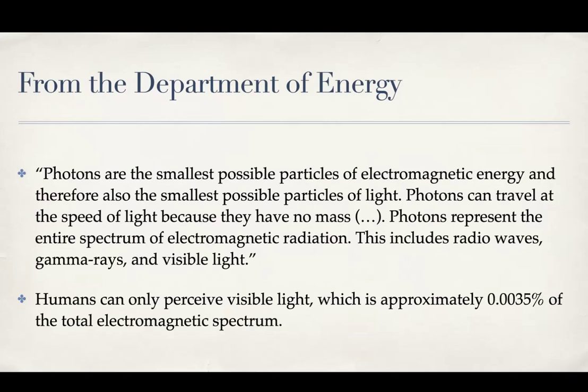Photons are the smallest possible particles of electromagnetic energy and therefore also the smallest possible particles of light. They can travel at the speed of light because they have no mass. They represent the entire spectrum of electromagnetic radiation, which includes radio waves, gamma rays, and visible light. The only light that we can perceive as visible light, which just stay with this for a second, is approximately 0.0035 of the total spectrum. What we literally see each day is approximately 0% of the entire spectrum. I don't know about you, but that just blows my entire mind.